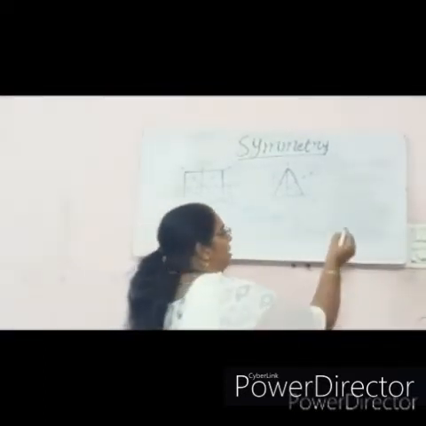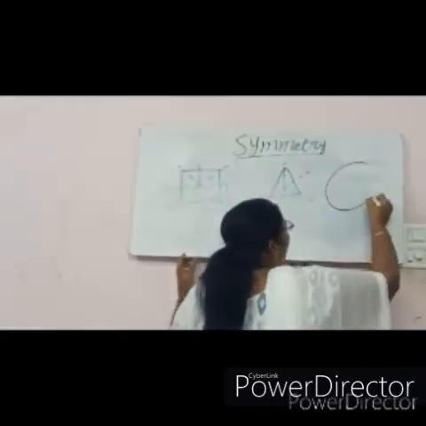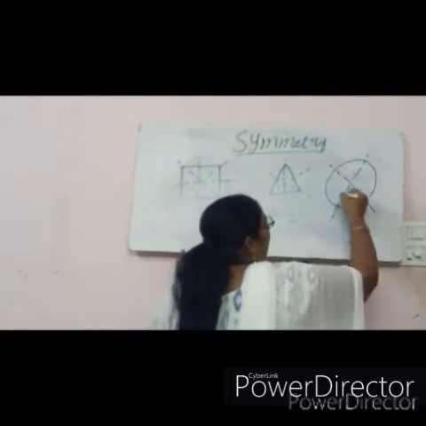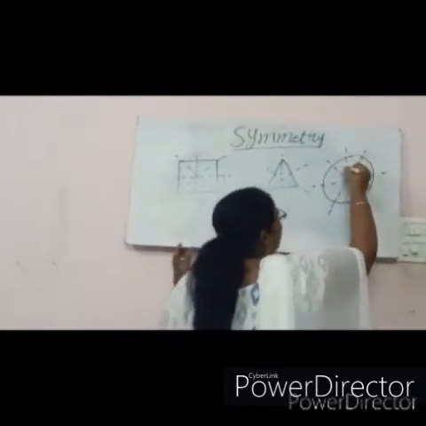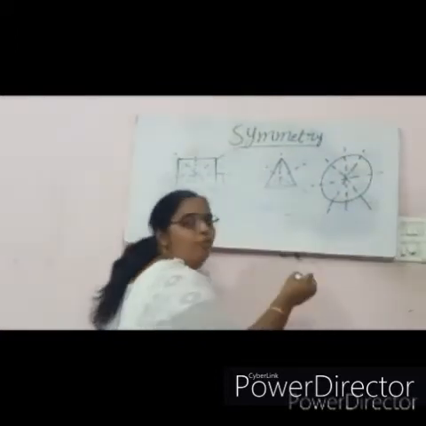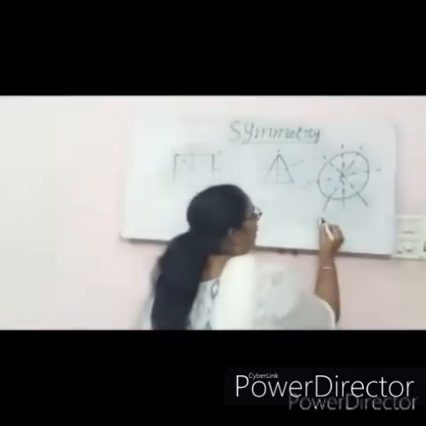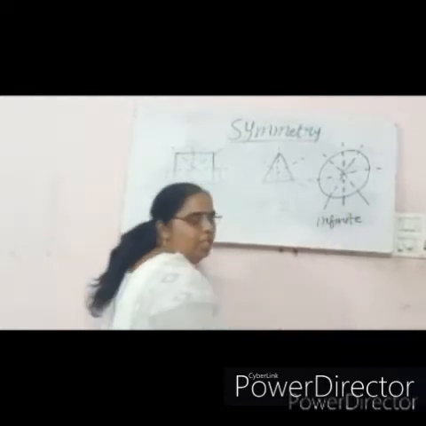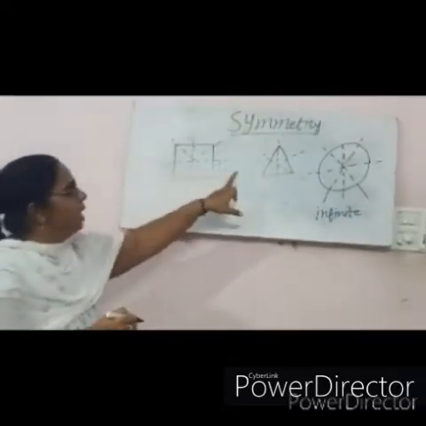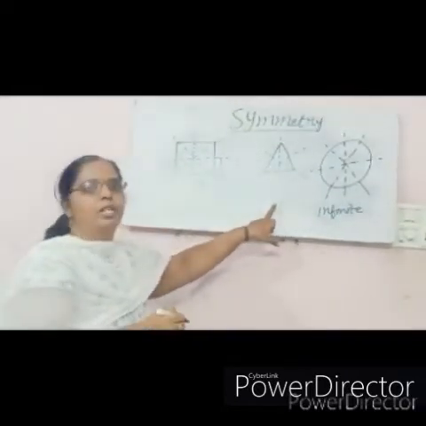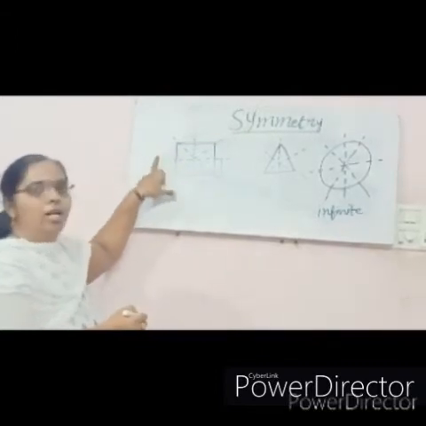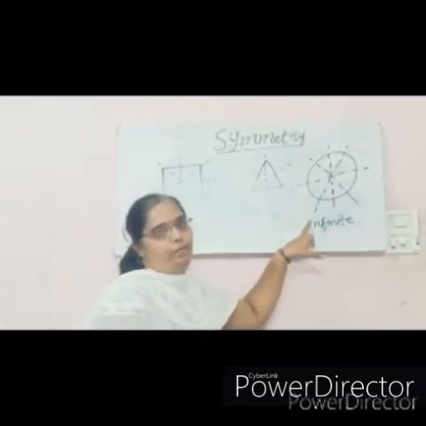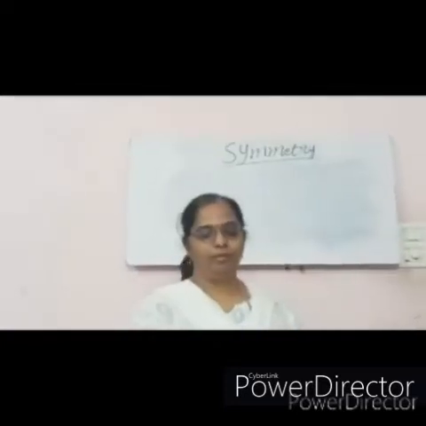If you take a circle, wherever you draw a line, that is an identical line. So, these are all lines of symmetry only. So, for a circle, you have an infinite number of lines of symmetry. For an equilateral triangle, you have three lines of symmetry. For a square, you have four lines of symmetry. And for a circle, you have infinite lines of symmetry.